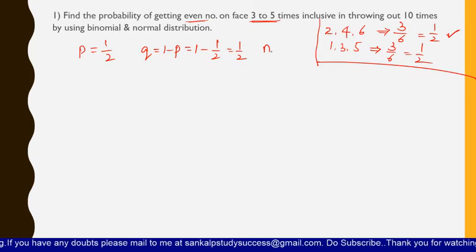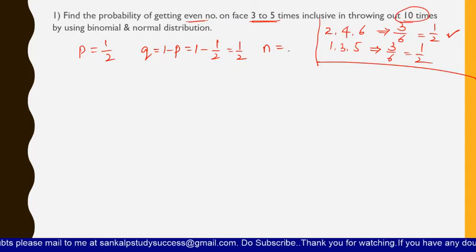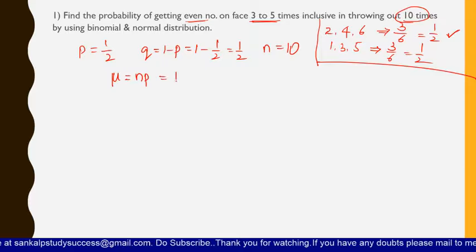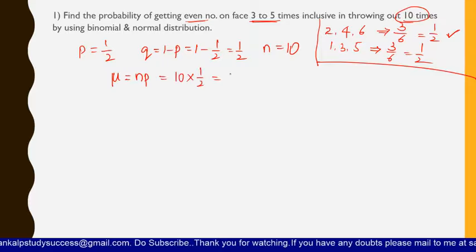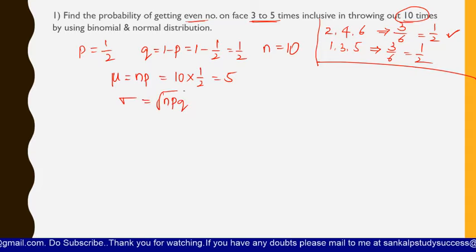Now we need to get n. We are throwing the die 10 times. How many times the experiment is going to be performed? That is nothing but the n value, so n is 10. So we have the p value, q value and n value. Then mu is equal to np, that is 10 into 1 by 2, which is equal to 5. So the mu value is 5. And what is the sigma value? Square root of npq, which is nothing but 10 into half, right?